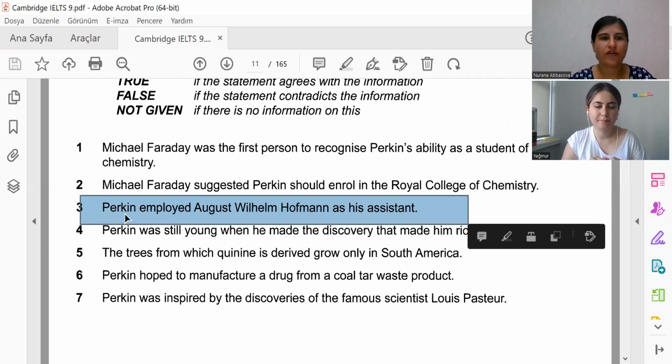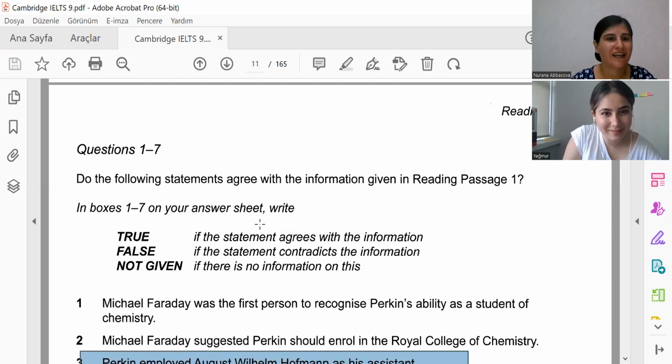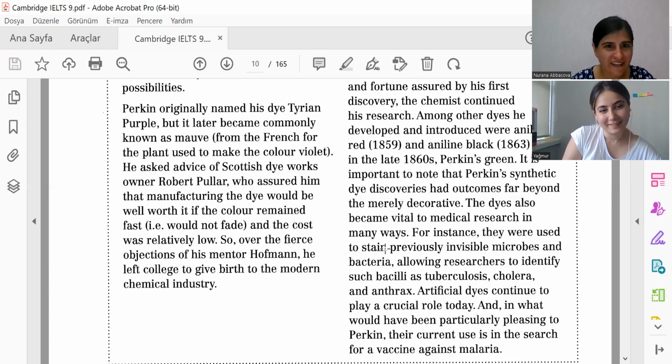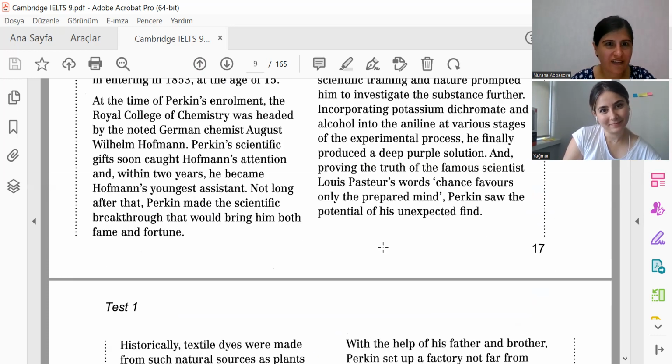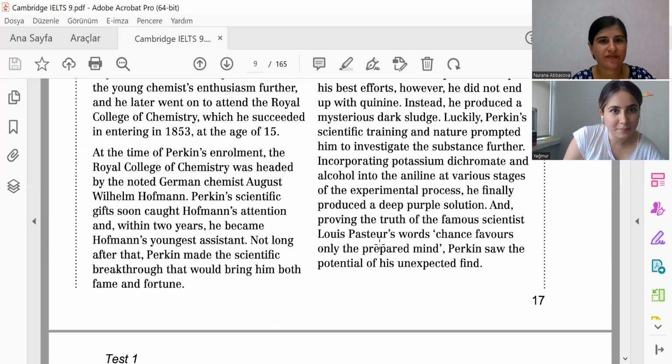Third: Perkin employed August Willem Hoffman as his assistant. This name will help us find it: Perkin and Hoffman, and assistant. At the time of Perkin's enrollment, the Royal College of Chemistry was headed by the noted German chemist August Willem.